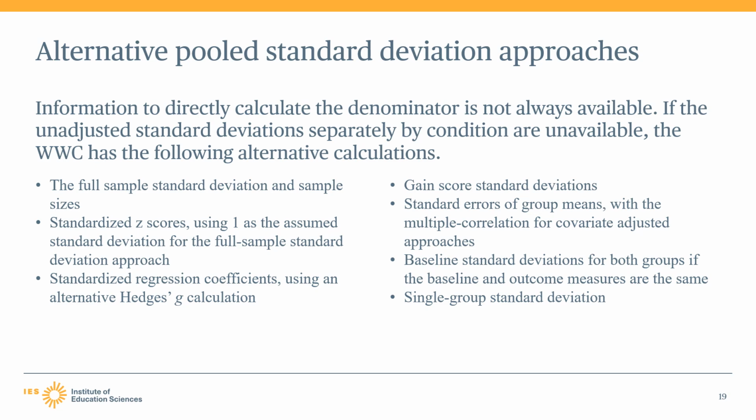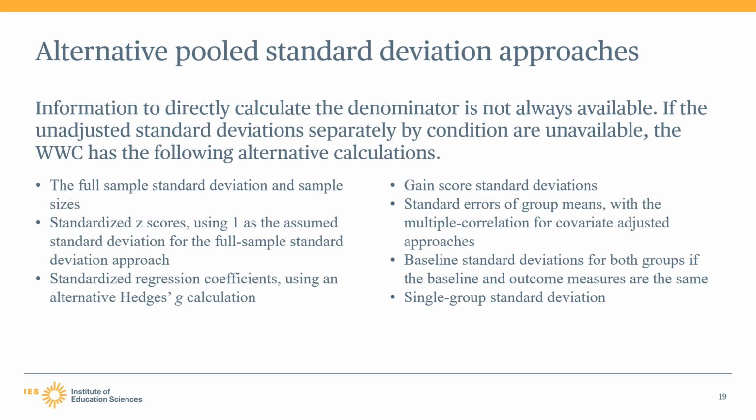Other studies may not report the pooled standard deviation at the post-test, but instead may report the baseline standard deviations for the intervention and comparison groups. In this scenario, the WWC will allow review team leadership to use baseline standard deviations in place of outcome standard deviations, but only if the outcome standard deviations are missing in the study report and the baseline and outcome measures are the same and use the same scoring procedures.